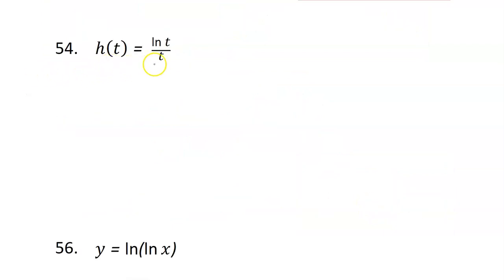Number 54, we could either do this problem using the quotient rule or we could avoid using the quotient rule. Some people try to avoid it. I like the quotient rule. If you know the quotient rule, it's pretty easy. But if you're a quotient rule hater, here's what you would do. First, you would rewrite this by bringing the t up to the numerator. So you would have t to the negative 1 power times natural log t.